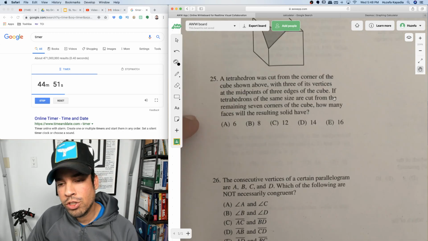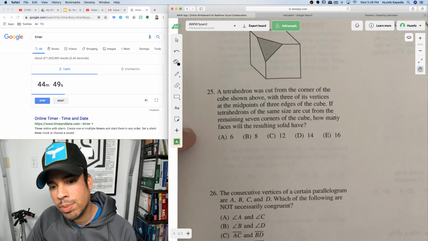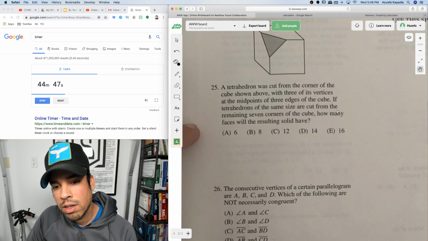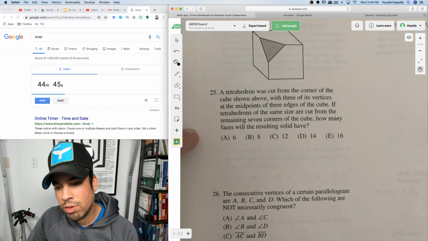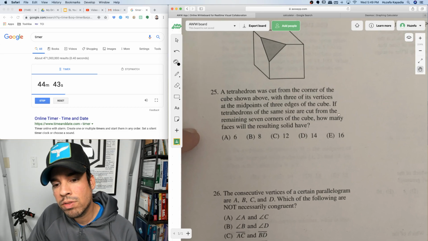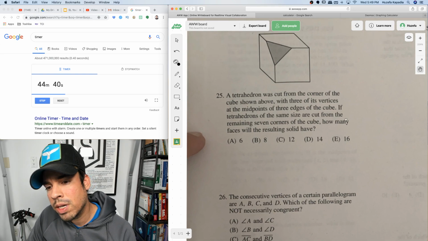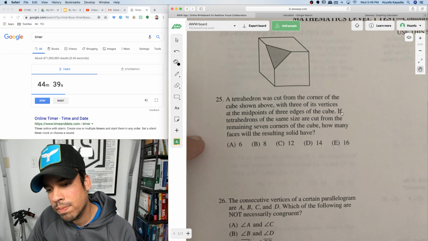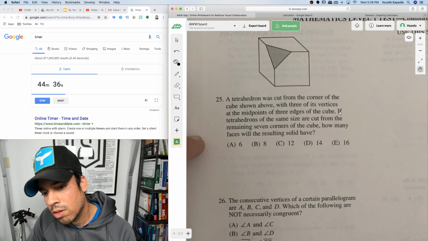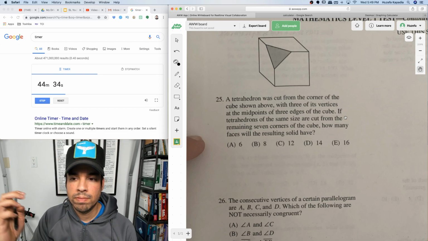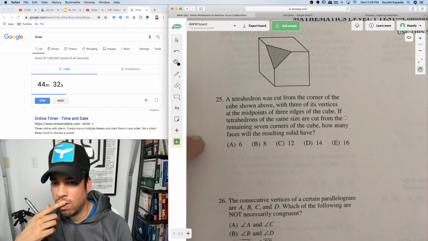A tetrahedron was cut from the corner of a cube, shown with 3 of its vertices at the midpoints of 3 edges of the cube. If tetrahedrons of the same size are cut from the remaining 7 corners of the cube, wow.